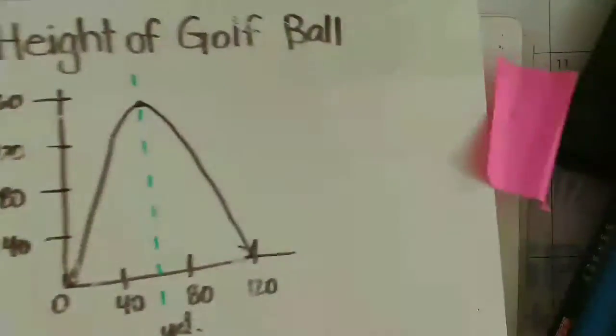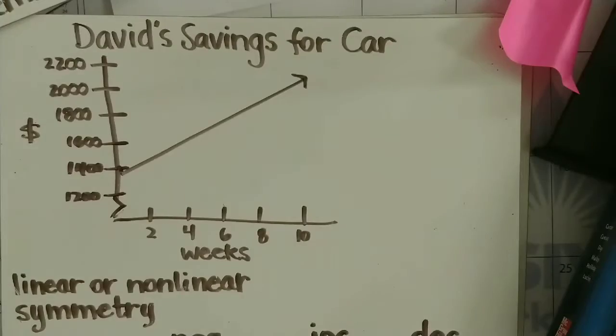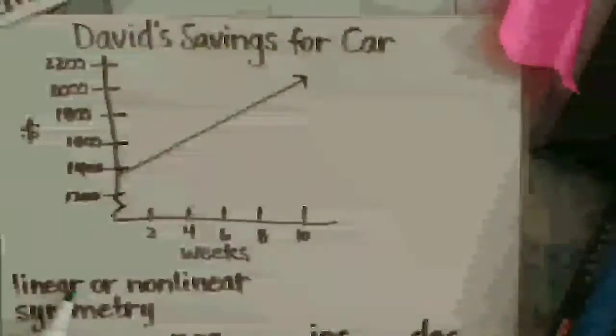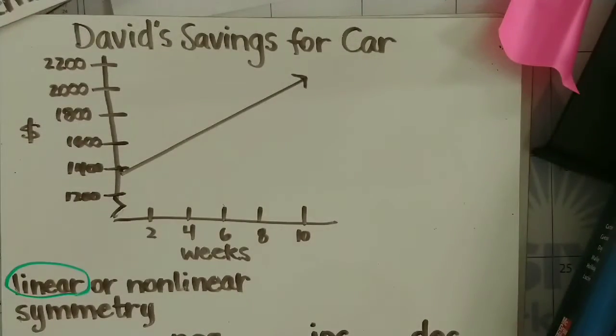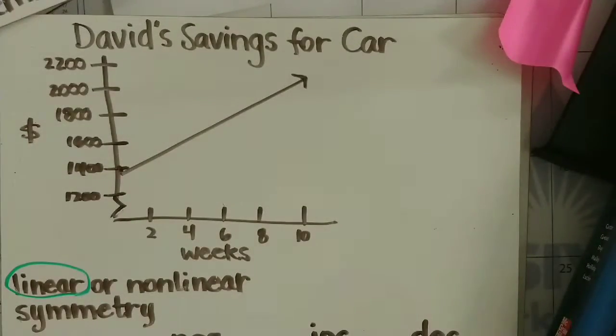Now let's go across the page to David's savings for car. First of all, is it linear or nonlinear? This appears to be a straight line, so I would say it's linear. Do we have a place where we could put a fold in this function and one side would match the other? Is there symmetry? The answer would be there's none.